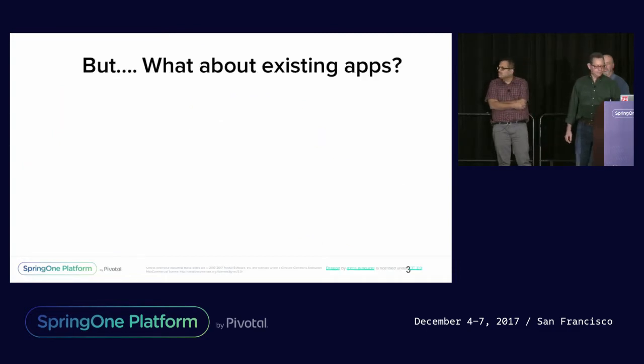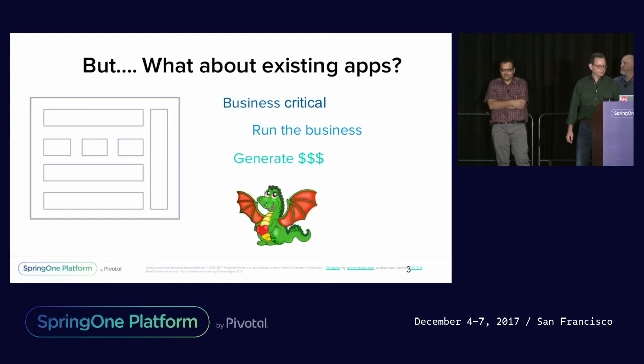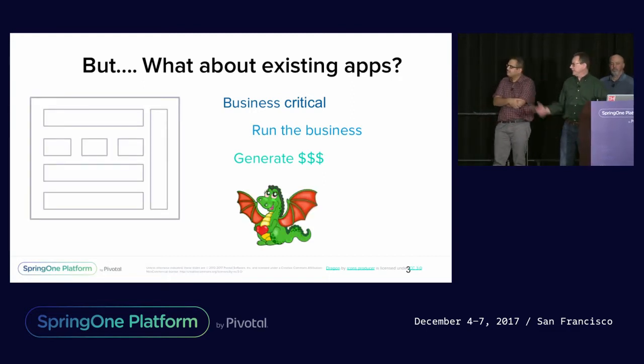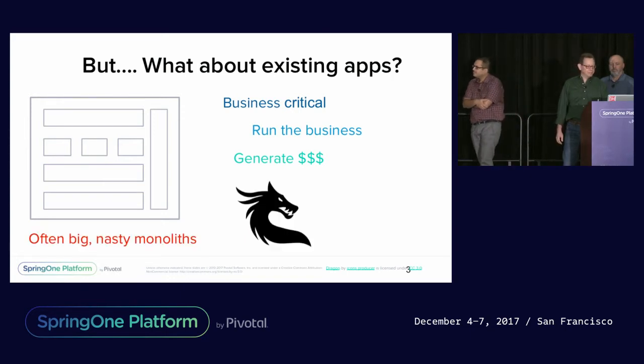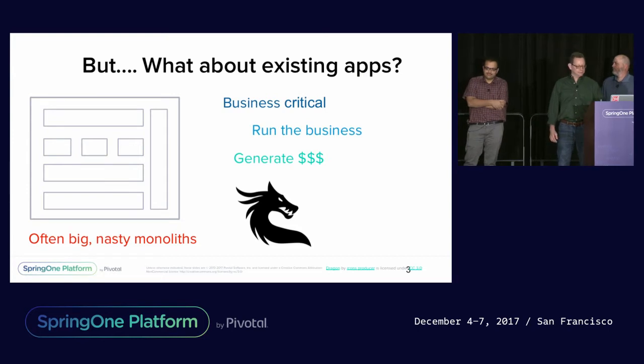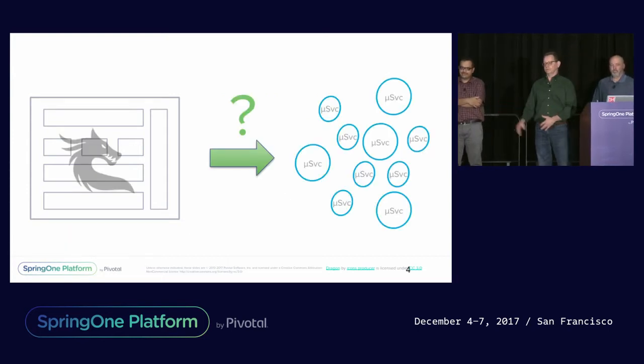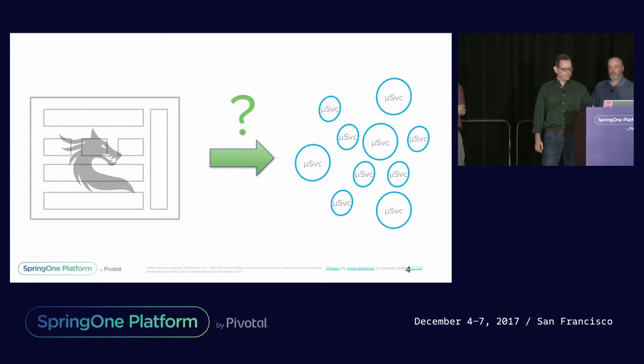But what do you do about existing apps? You know, the ones that actually run your business. They're business critical, they're your systems of record, they generate money for your business. You depend on them day in, day out. What do you do with those? Enter the dragon. Although it's not always these fluffy, happy, smiley dragons, sometimes these are more often big, nasty monoliths that are a little more scary dragons. So how do you take that scary dragon monolith and move it towards a more cloud-native architecture?